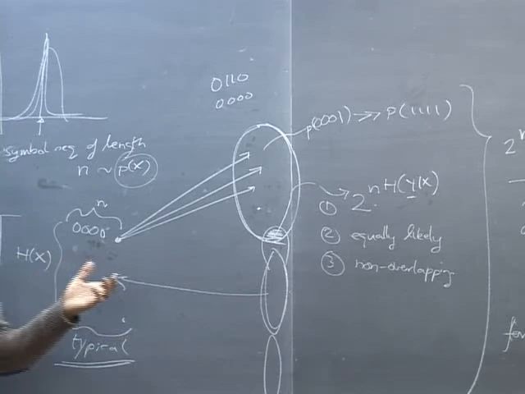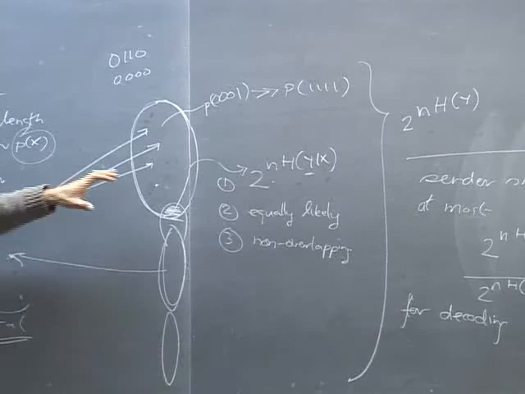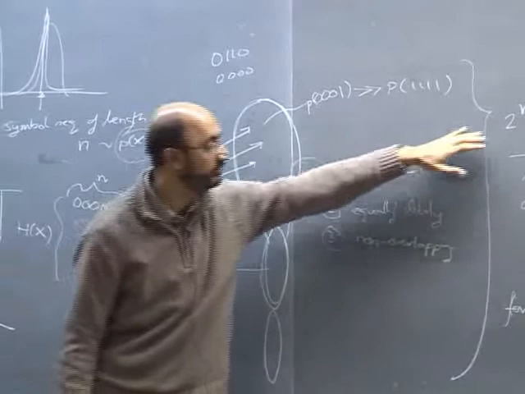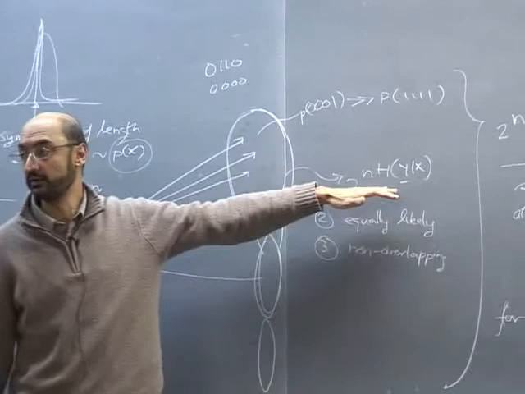The third step is to show that the total number of messages you can have is 2^(nH(Y)), and so in order for us to have decoding almost surely, we have to make sure that these sets are non-overlapping. That will be true if the number of messages here is less than this ratio, 2^(nH(Y)) divided by 2^(nH(Y|X)). So if the number of messages sent is less than this, then life is good. Okay, we can decode it.